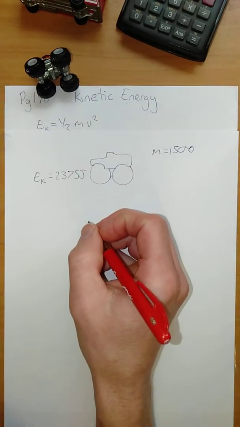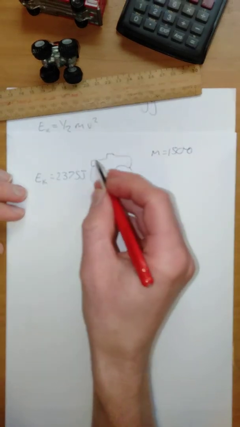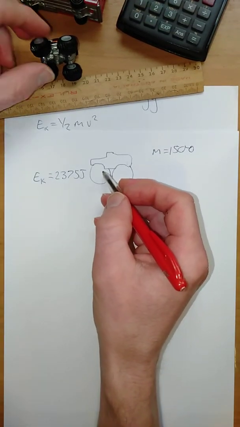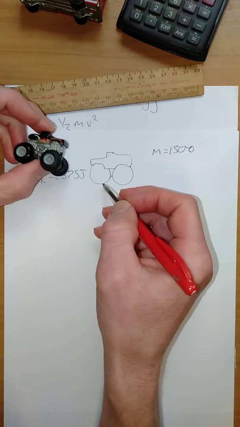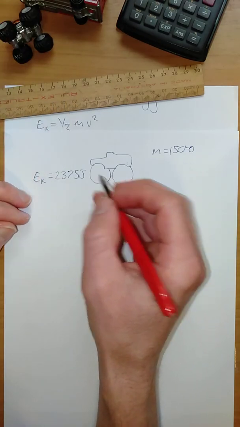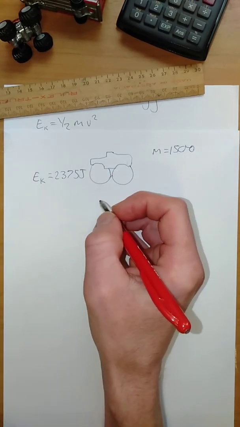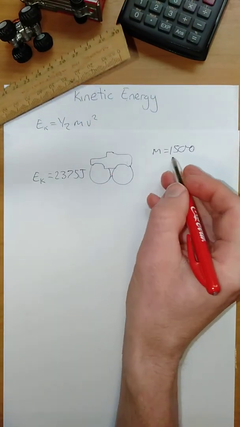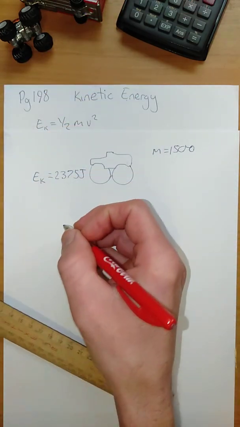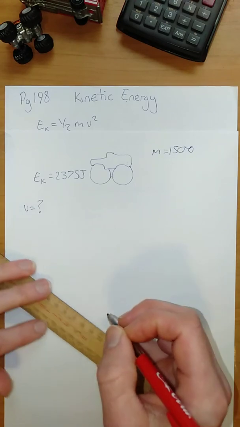Alright, we'll throw in one bonus question. So we've got our EK, this is afterwards. The little mini monster truck has fallen off the ambulance and it's cruising along on the ground with this much energy. So 2,375 joules of energy, and its mass is still the same. We're going to now try and find out what is its velocity. How fast is it going?